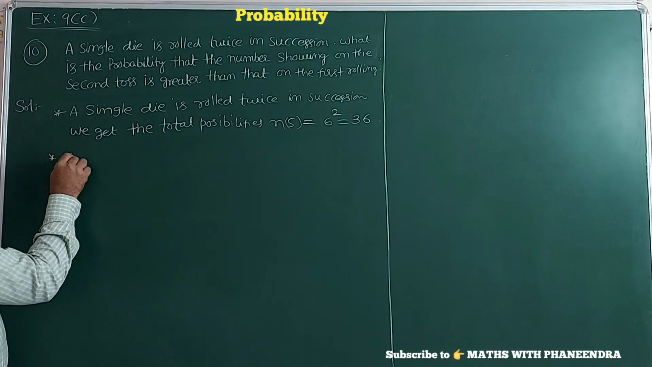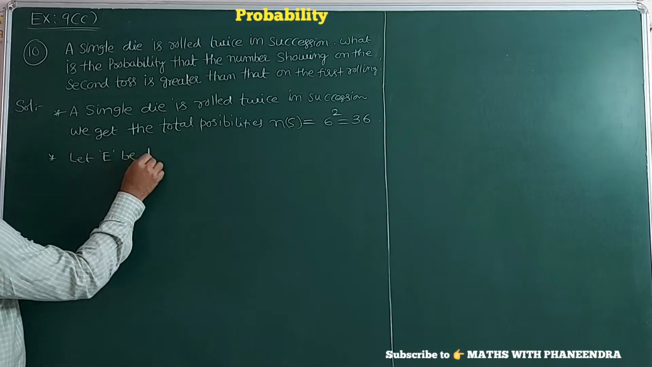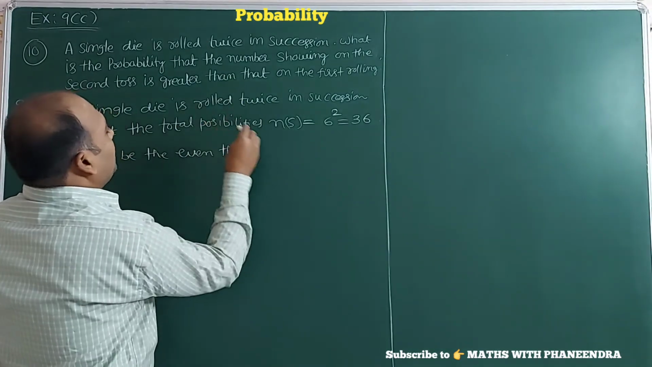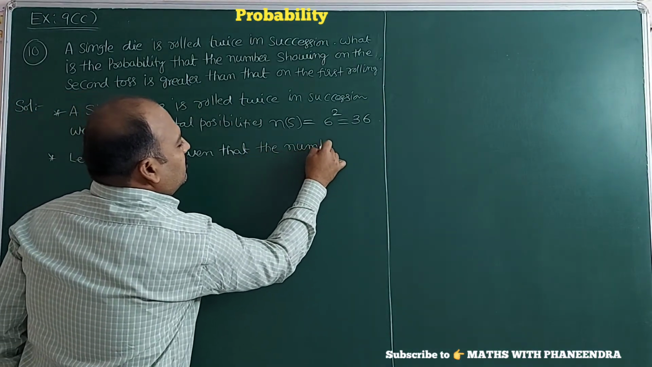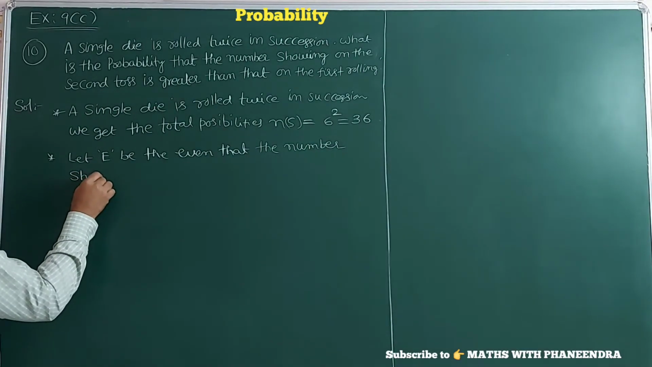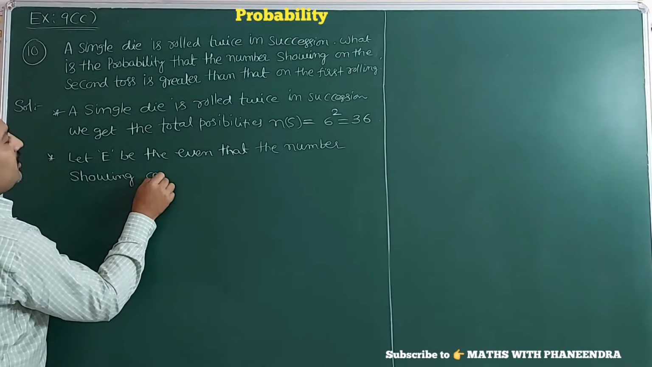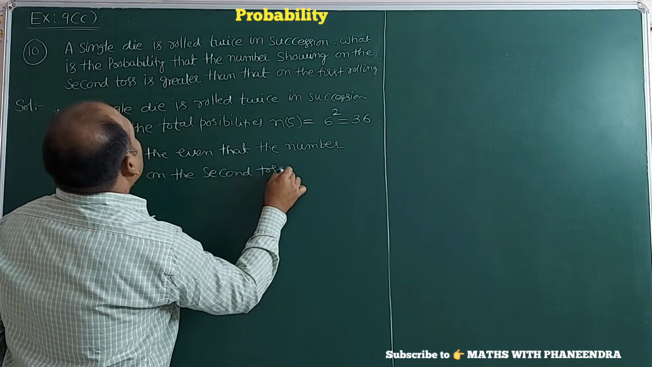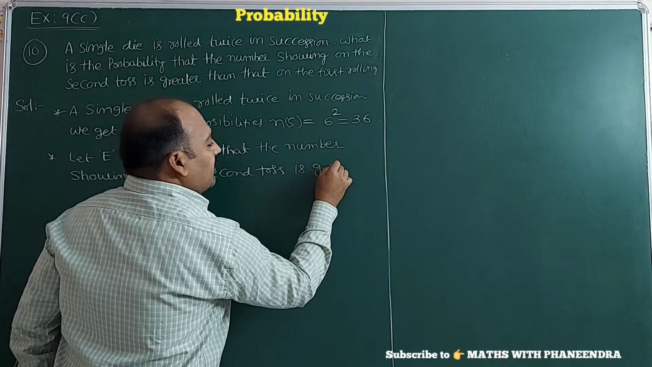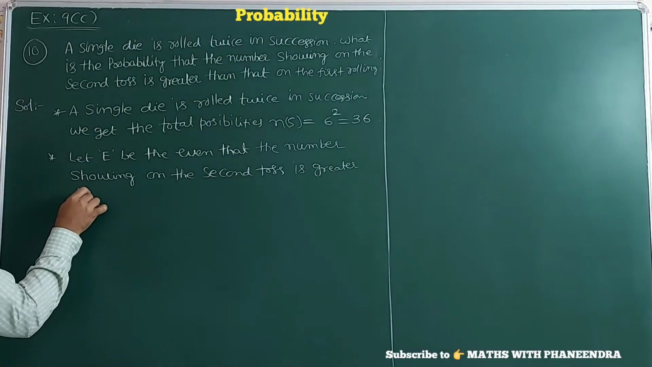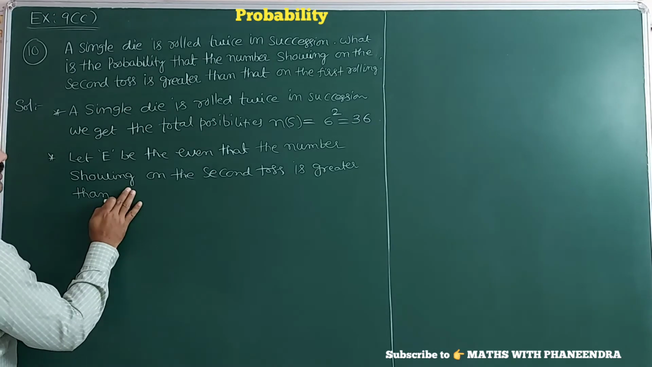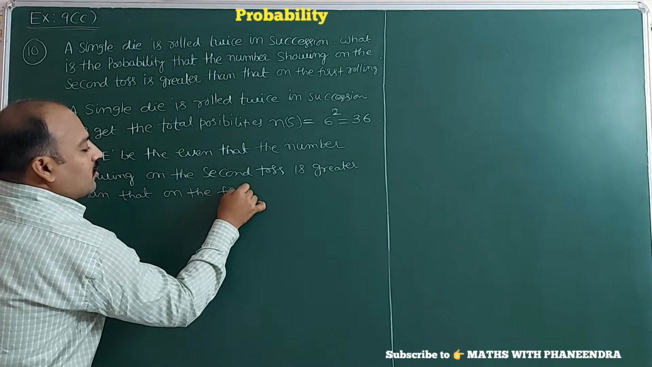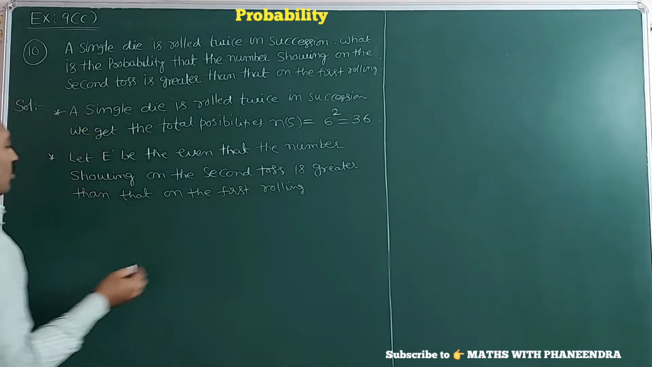So let E be the event that the number showing on the second toss is greater than that on the first rolling. So what are the possibilities of E?